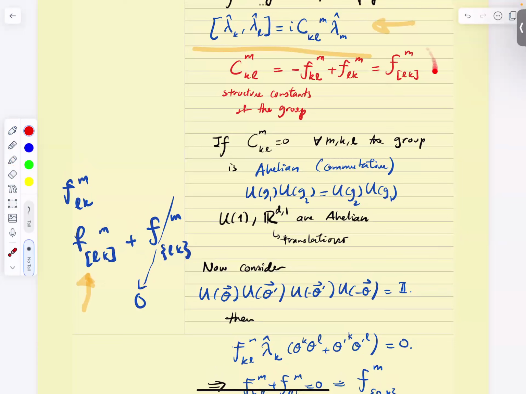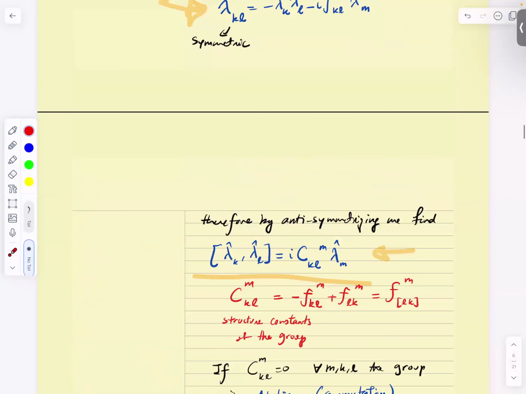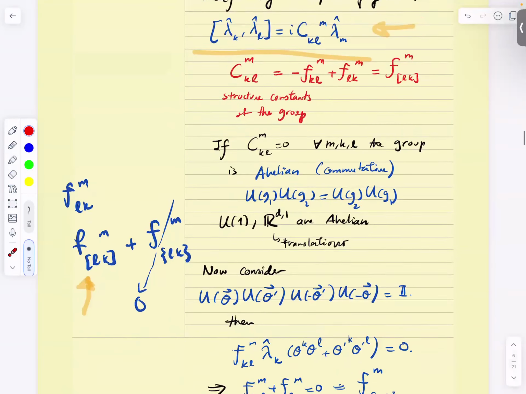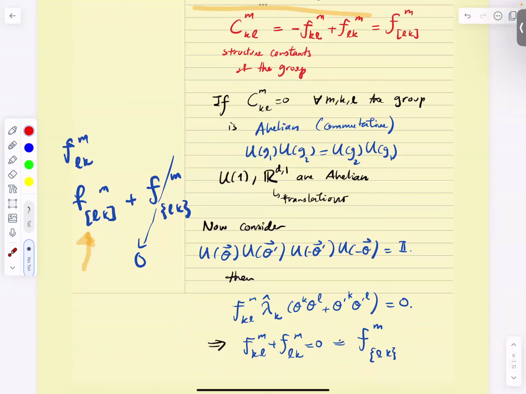So this way, I don't need to talk about two objects. I don't need to talk about C_KLM and F_KLM. There's only structure constants. They're the same, up to a factor of half or something. So in this whole analysis, the constants that appear over here were already the structure constants. Good? Any questions?